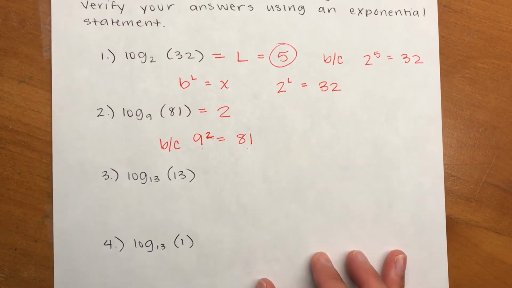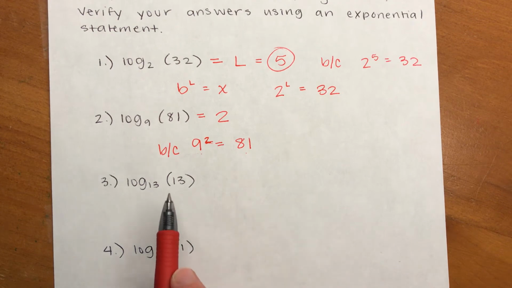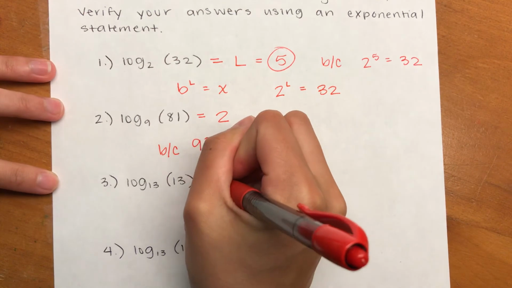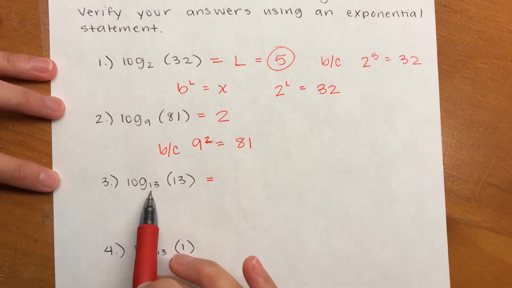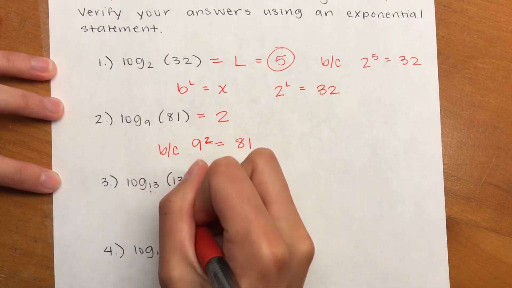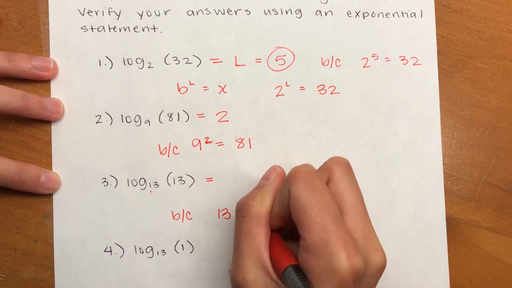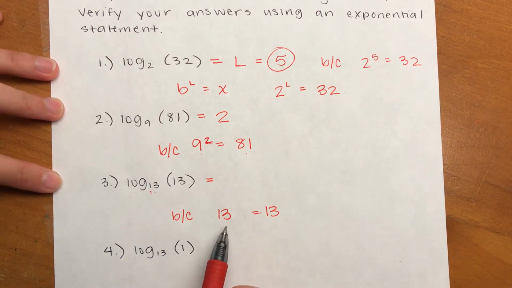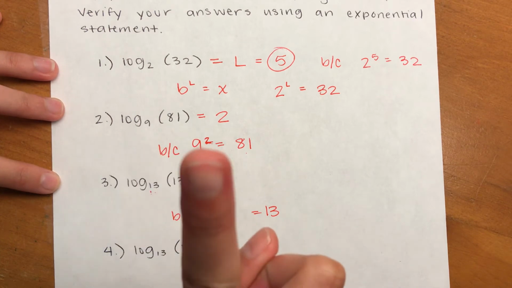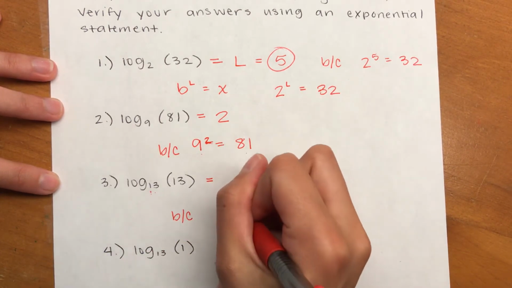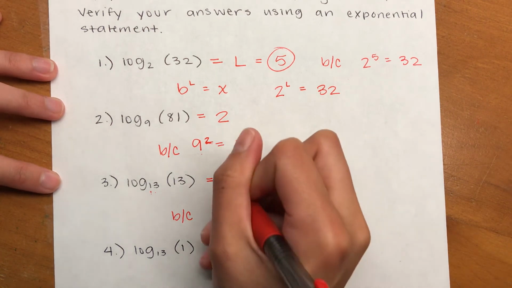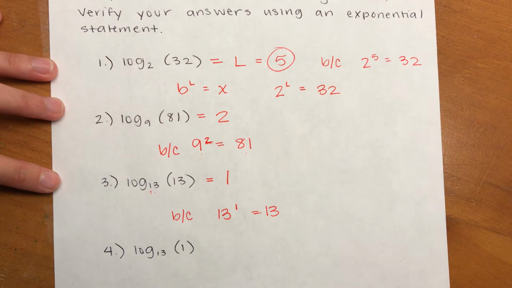For number 3, we have 13 and 13. That's kind of different, right? So I want to think, okay, 13 to what power gives me 13? So I'll start my because statement, because 13 to what power equals 13? I know 13 equals 13, so I really only need one 13. One 13, so I've got a power of 1. 13 to the first power equals 13. So my answer here is 1.